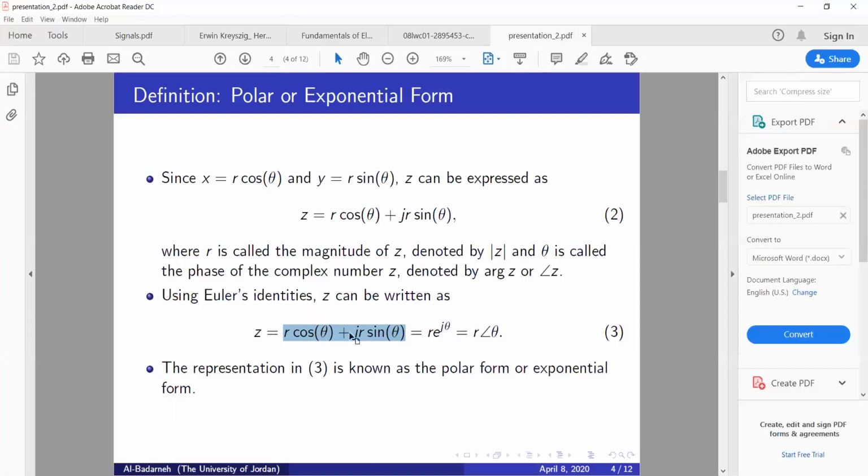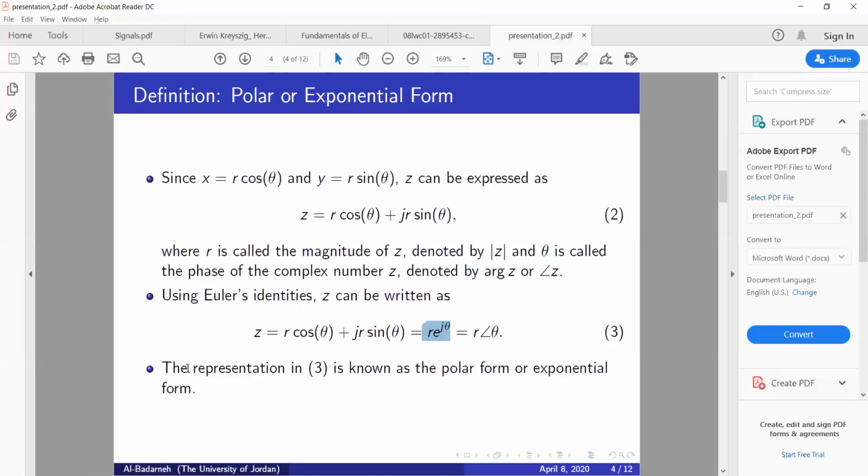Okay? Now, in fact, it's non-trivial to show that this representation is equivalent to R e to the power j theta. You have to work a bit in order to show that this equality holds. But the bottom line is, let us accept it as it is in our context. We will not discuss the proof of this result.